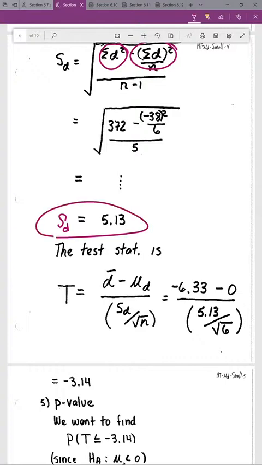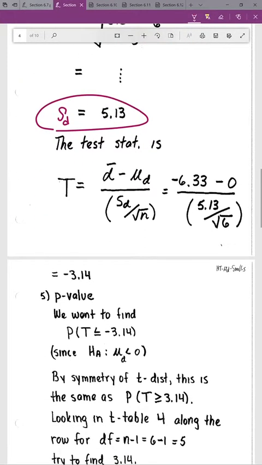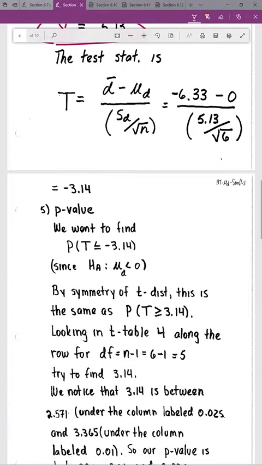Now we have all the pieces we need in order to calculate our test statistic. So our test statistic, t, is going to be equivalent to our average difference minus mu d divided by our standard deviation divided by the square root of n. By plugging in, this will be negative 6.33 minus 0 divided by 5.13 divided by the square root of 6. This will give us a t-value of negative 3.14.